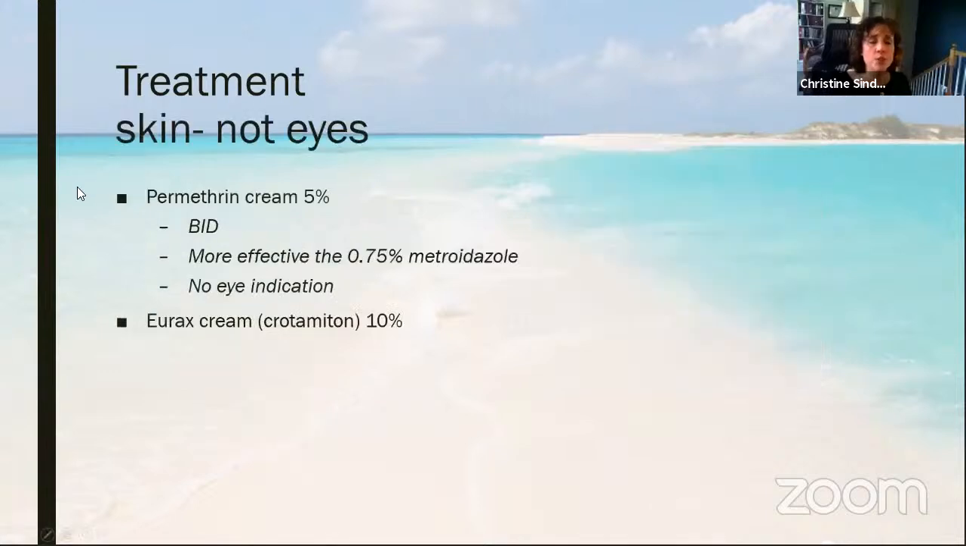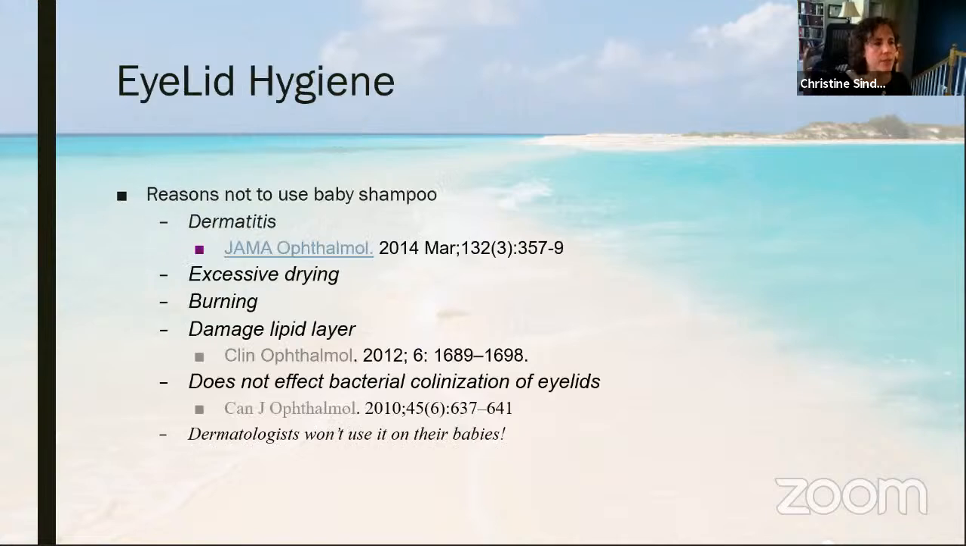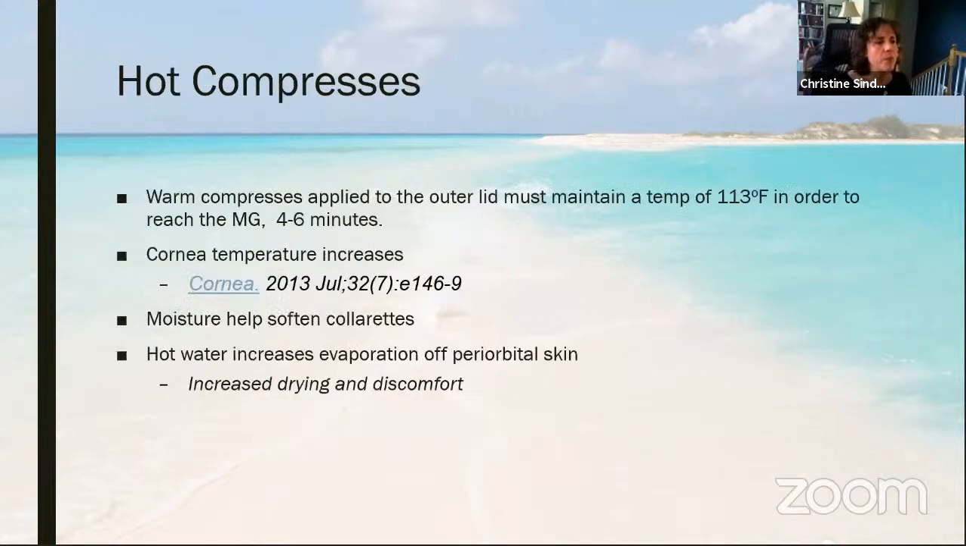Other things that you can use for the skin would be permethrin cream or Elimite cream. I tend to use either the ivermectin cream or the permethrin cream, but I do not use those on the eyes themselves. You do not want to use baby shampoo on the eye, as I had mentioned before, because it's quite damaging. And the reality is it doesn't actually affect the bacterial colonization on the eyelids itself. So baby shampoo is out. You don't use baby shampoo.